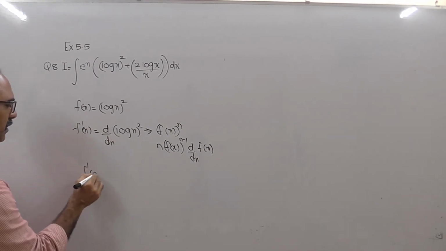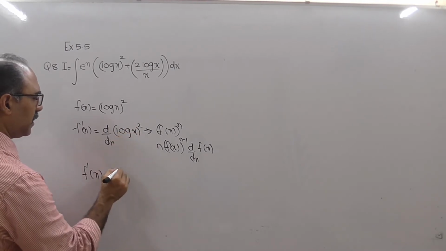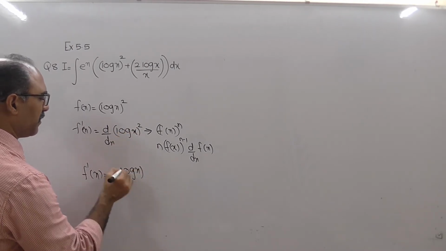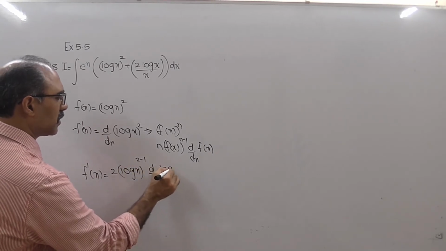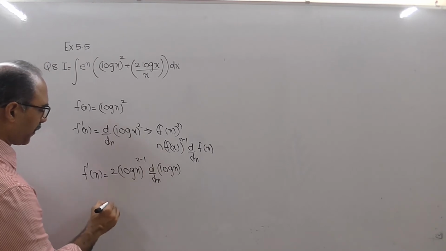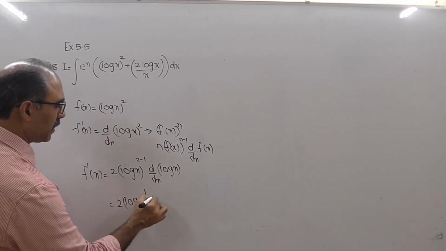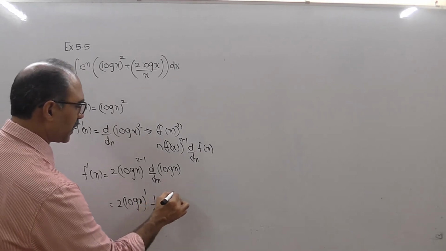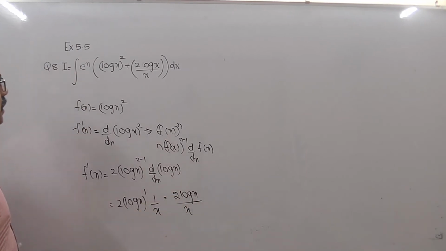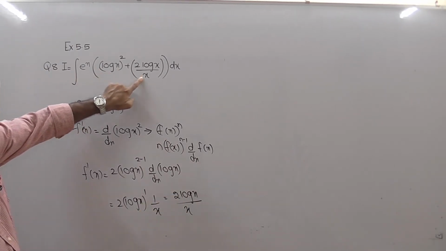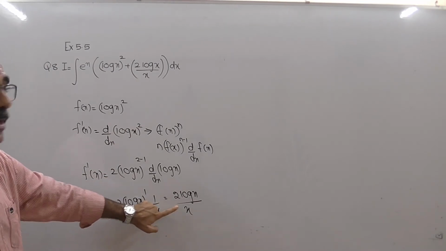So my f dash of x will be n f of x raised to n minus 1 times d by dx of f of x, that is 2 log x raised to 1. The derivative of log x is 1 upon x, therefore the answer will be 2 log x upon x. Now this is f of x and this is f dash of x, because I have proved that the derivative of f of x is 2 log x upon x.